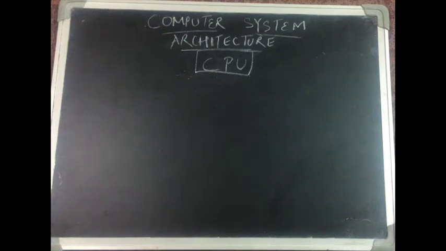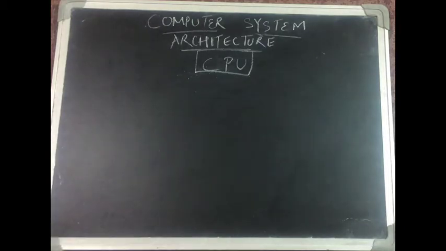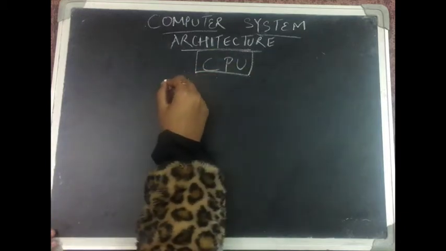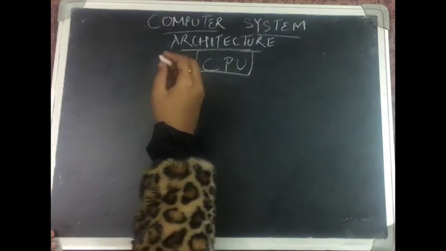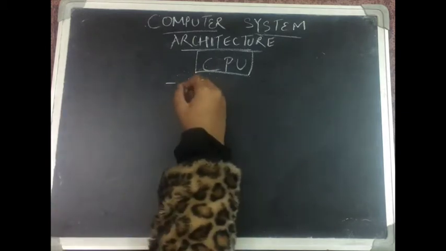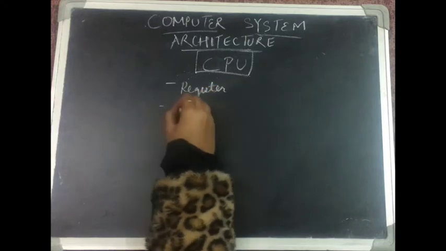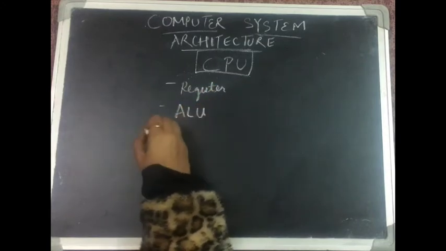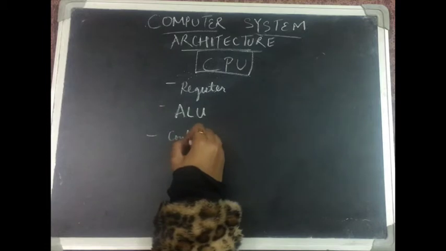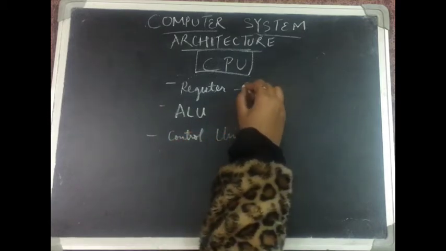Hello everyone, today we are going to start with the introduction to what a CPU is in a computer system architecture. A CPU consists of three parts. As you know, they are the registers, the ALU, and obviously the third part is the control unit.